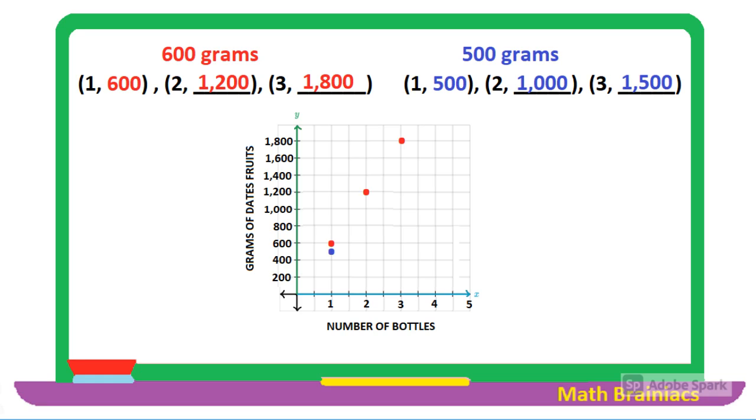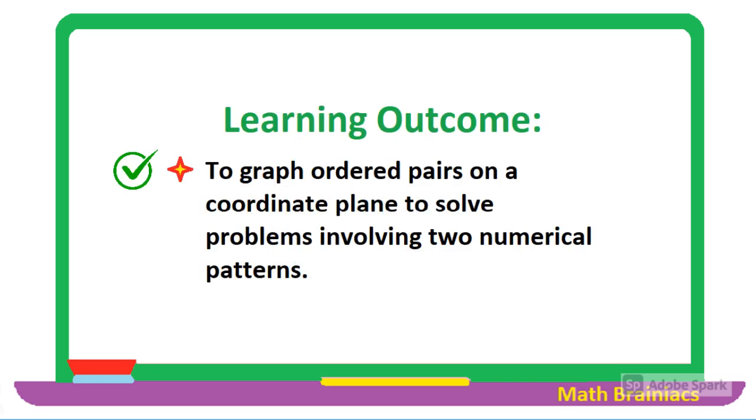Let us move now to the 500 grams date fruits per bottle. If x is 1, y is 500. If x is 2, y is 1,000. And if x is 3, y is 1,500.